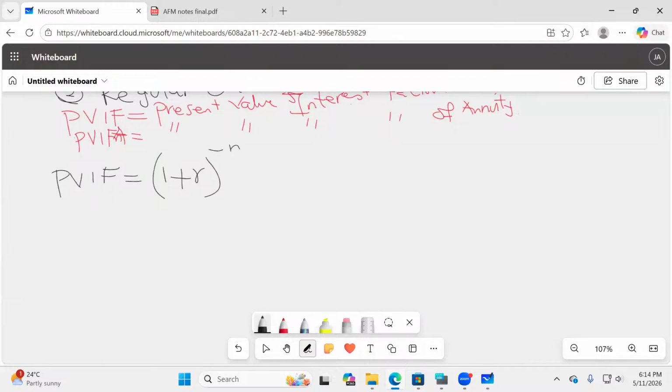Negative n. Remember, in high school, we were compounding. It used to be positive n. If you remember, amount equals principal into 1 plus r raised to power n, mostly because in the future we expect a big amount. But here we are doing present value, so we must be deducting there.